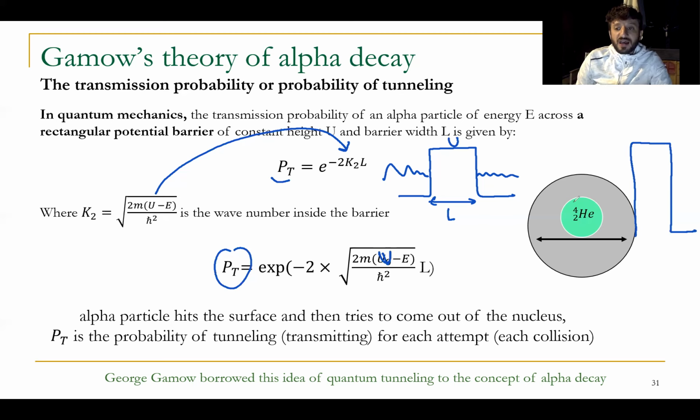Inside the nucleus, the alpha particle will have many collisions with the inside wall of the nucleus, and it tries to come out of the nucleus. So Pt is the probability of tunneling for each attempt. What I mean is, for each attempt we have a certain probability to get out of the nucleus. If we have 100 attempts, we have 100 Pt.